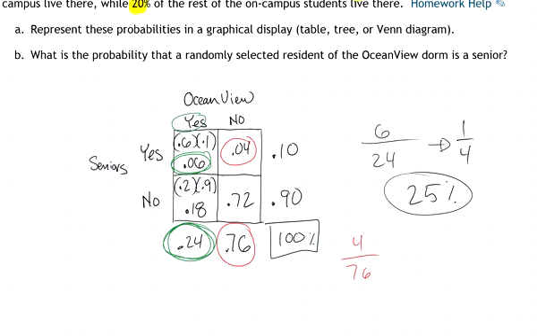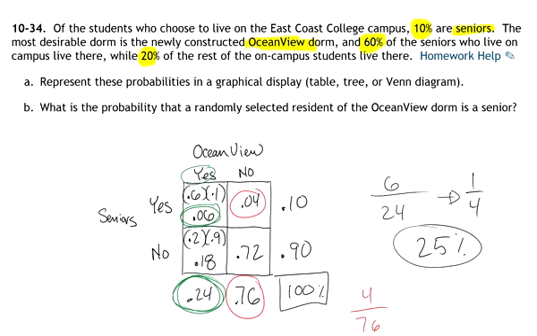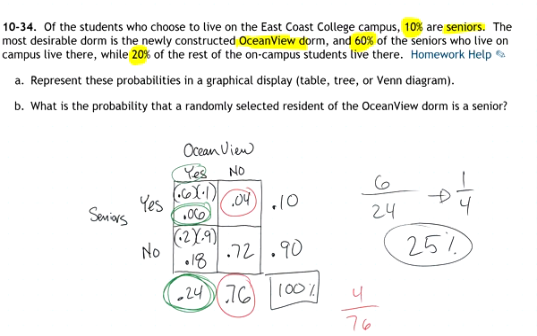So if you randomly select a student that lives on campus that is not living in Ocean View, the probability they're a senior is only about 5%, 5.2%. So it's a significantly lower probability that they would be a senior in that situation than the 25% probability that if you select someone who's living in Ocean View that they're a senior.